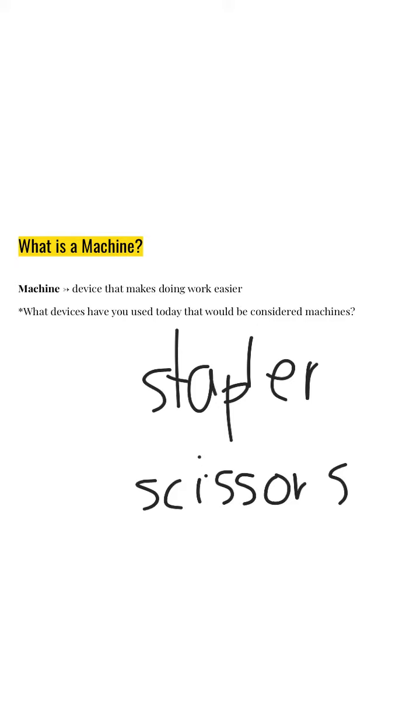Other things that would be considered a machine, something like a bicycle. If you ride a bike, it makes getting to different places or moving around easier. But the purpose of a machine is to make some type of work easier. And if it's not making work easier, then the machine is not really worth using.